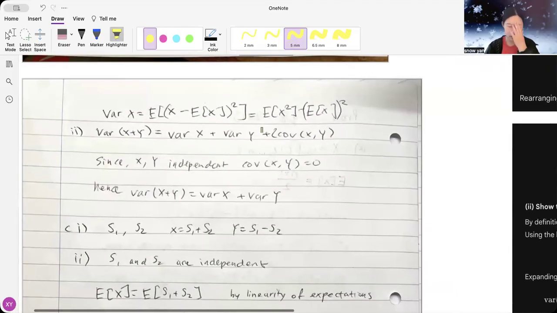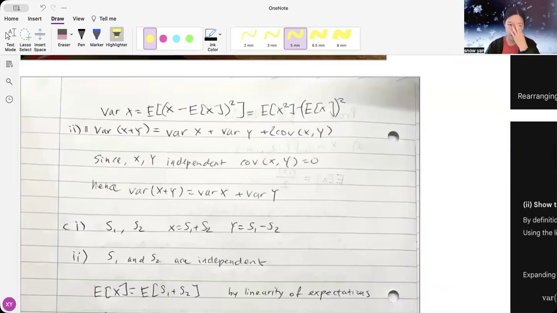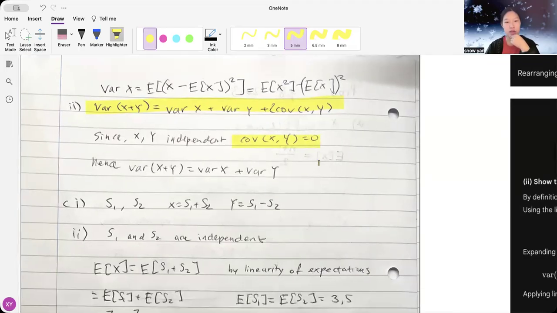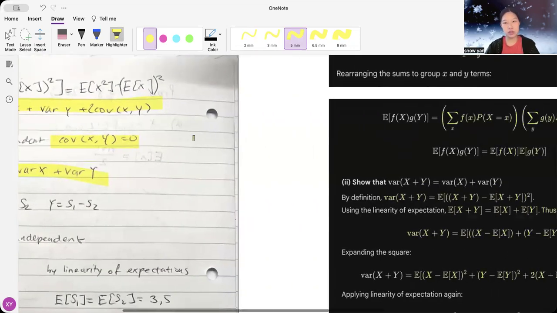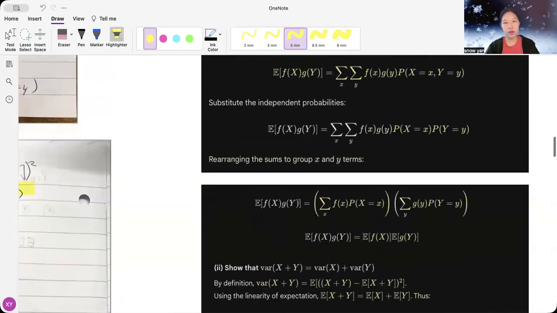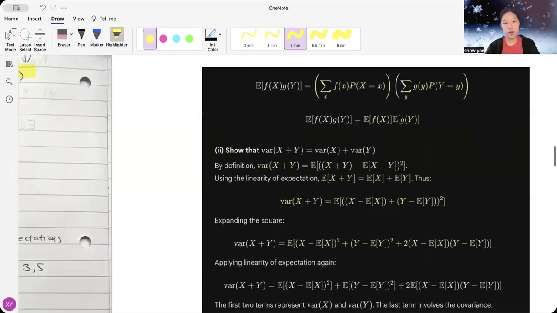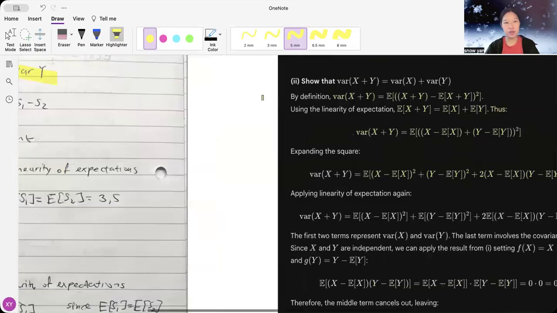So what I did instead was I just know that variance of x plus y is equal to variance of x plus variance of y plus 2 covariance of x and y. Since x and y are independent, covariance of x, y is equal to 0. Hence, variance of x plus y is equal to variance of x plus variance of y, right? I think this one is much easier than if I was to have to go through the whole proof from like the definition of variance.